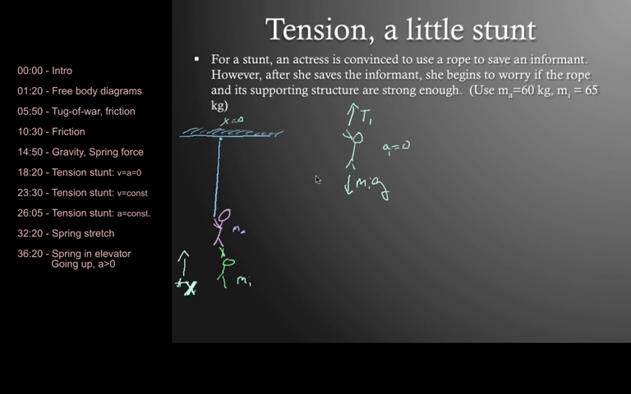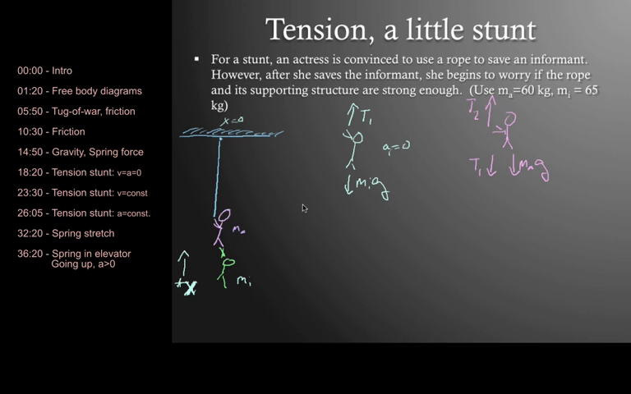So now let's work out what's happening with our actress. So our actress is also hanging on, and there is some force of gravity. She has MAG. There's some tension in the rope here. Let's call that T2. And then there's also this guy pulling down on her, right? There's not just her own weight. She's obviously being pulled down harder. So this is T1.